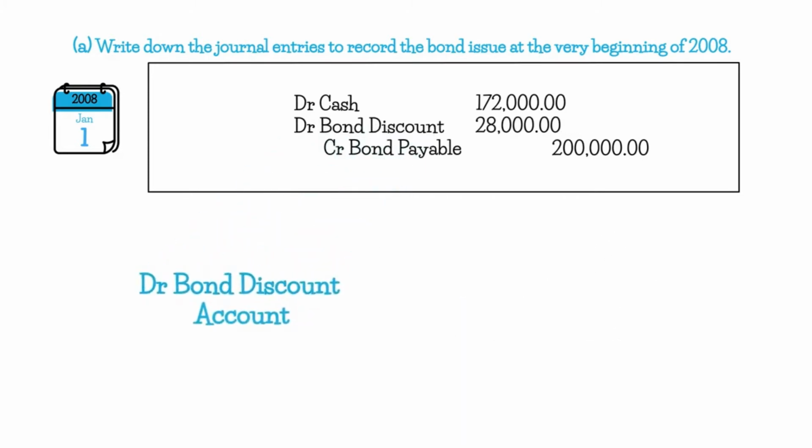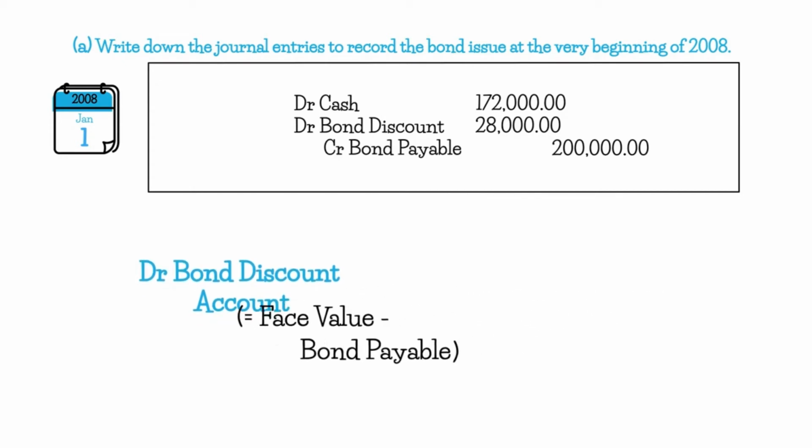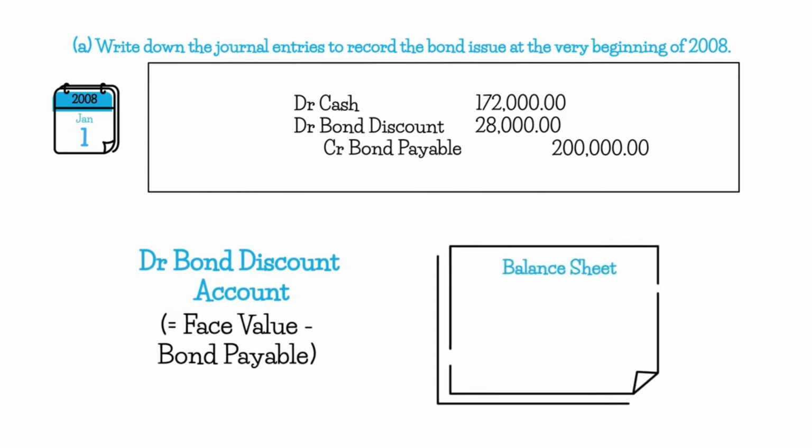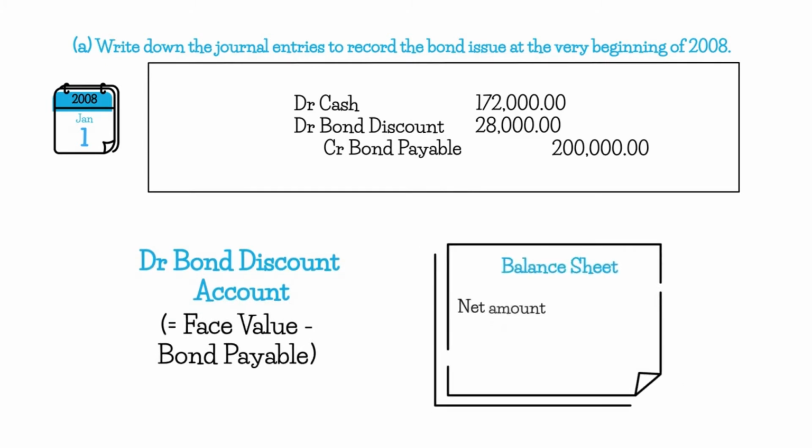The bond discount account is a contra liability. So it's debit natured, and it acts to reduce the bond payable because we did not receive the face value 200,000. So the bonds in our balance sheet would be recorded at a net amount of the bond payable minus bond discount, and that net amount is 172,000.